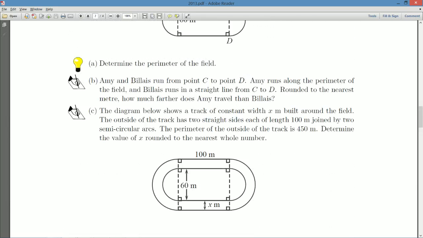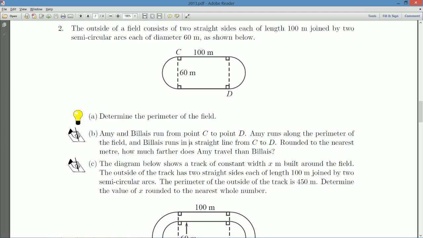Amy and Bilius, I have no idea. Amy and Bill, I guess. Or A and B would probably be simpler and less offensive. A and B run from point C to point D. C and D marked up here.